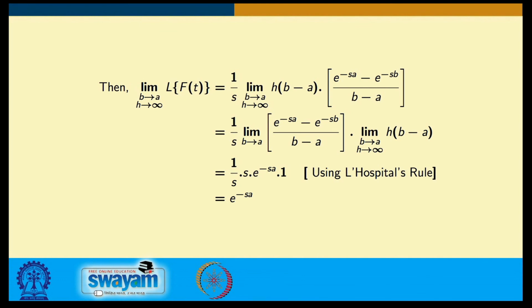Then, as b approaches a and h approaches infinity, the Laplace transform of this is this. If I evaluate the limit, the part h into (b minus a) will be 1, and the value will be 1 by s into e^(-sa). So, again I am getting the same result: the Laplace transform of the Dirac delta function is e^(-sa). Whatever form of the Dirac delta function is used, I have shown you the various forms, and from there we have obtained the Laplace transform of those Dirac delta functions. Thank you.